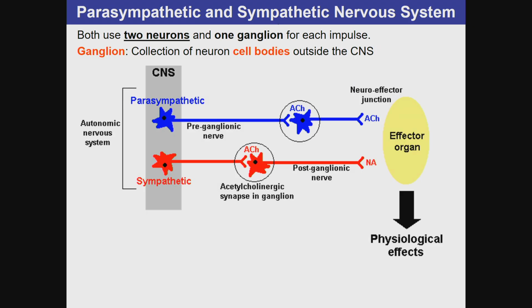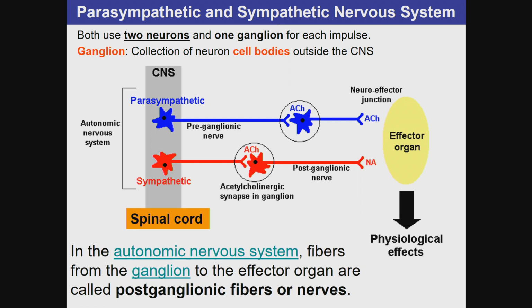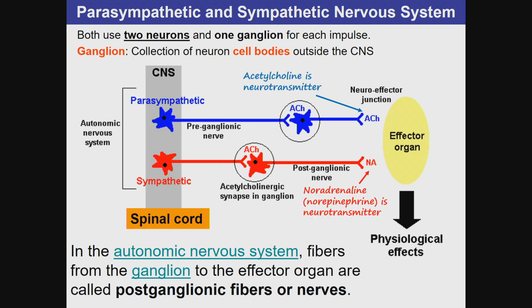The parasympathetic and sympathetic nervous system both use 2 neurons and 1 ganglion for each impulse. They both start in the spinal cord, and you can see they go through a ganglion to the ganglionic nerve before stimulating the effector organ. The other thing to note here is that the parasympathetic nervous system uses acetylcholine as its neurotransmitter, and the sympathetic nervous system uses noradrenaline or norepinephrine as its neurotransmitter.